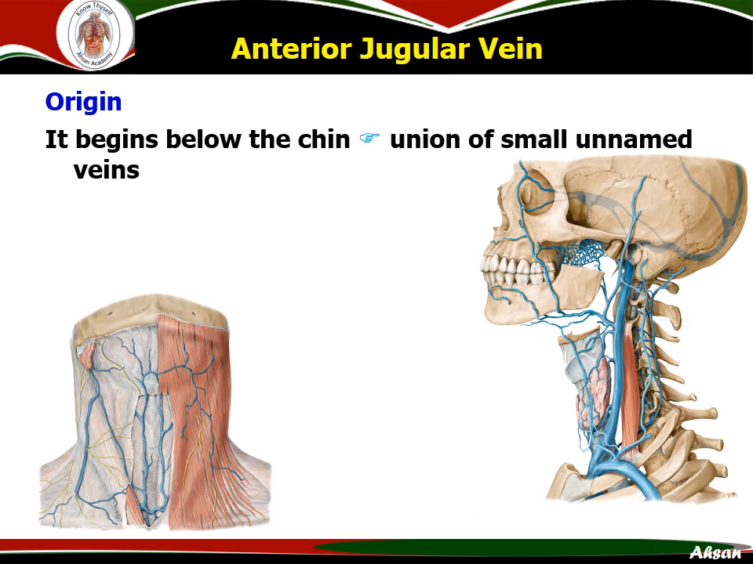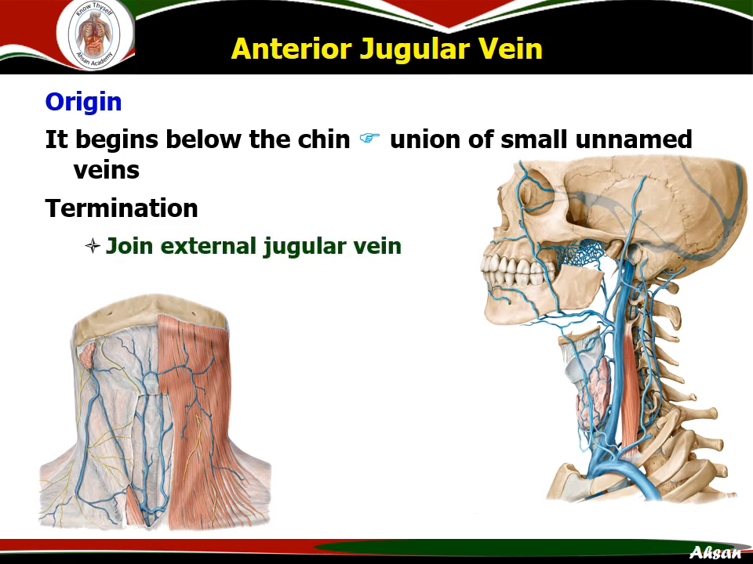The anterior jugular vein you can see in the photograph. This begins below the chin by the union of some small veins which are not named, and it terminates into the external jugular vein and finally opens into the subclavian vein. The anterior jugular vein, after entering the suprasternal space, joins the external jugular vein.